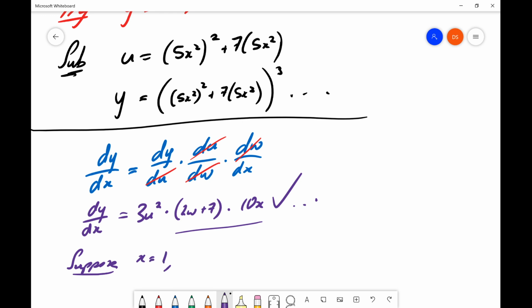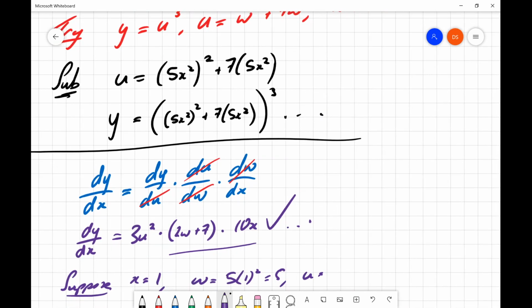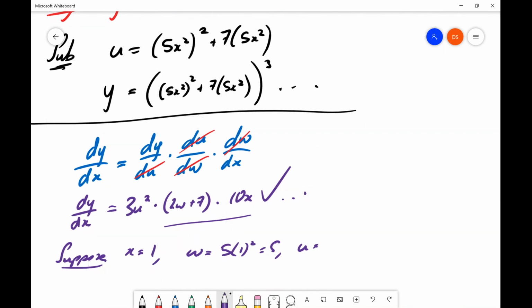suppose x is 1. If x is 1, then w is equal to 5 times 1 squared, which is 5. And then u is equal to, what was my function for u? Is equal to w squared plus 7w. No, sorry. W squared plus 7w. So that's w is 5. And so now I have 25 plus 35, that is 60.